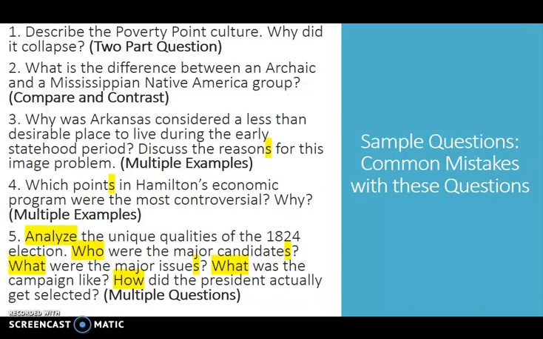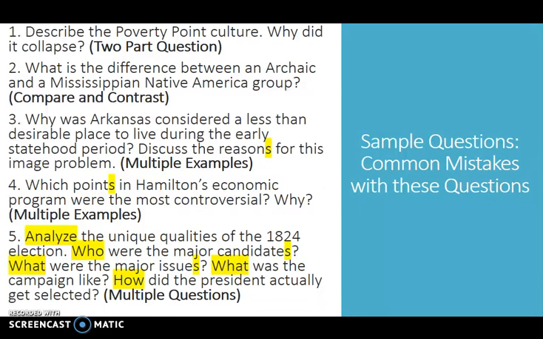Number 5, very complicated question. And it's an important big chunk of the chapter. So it should be pretty easy for you to find, you would think. But unfortunately, a lot of students do not do a good job of answering it. Analyze unique qualities of the 1824 election.